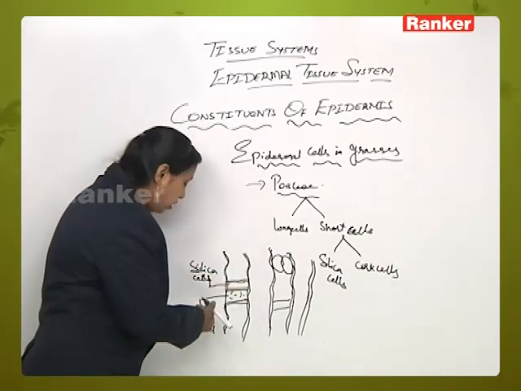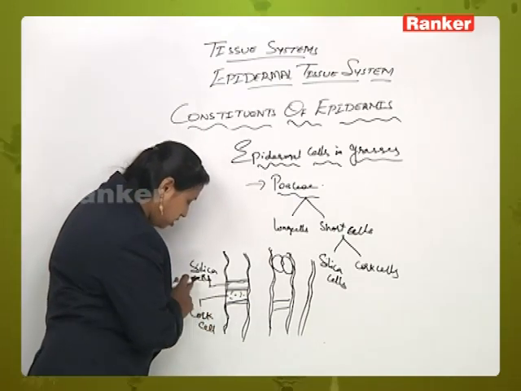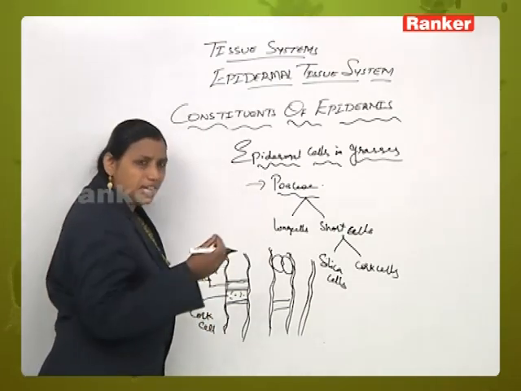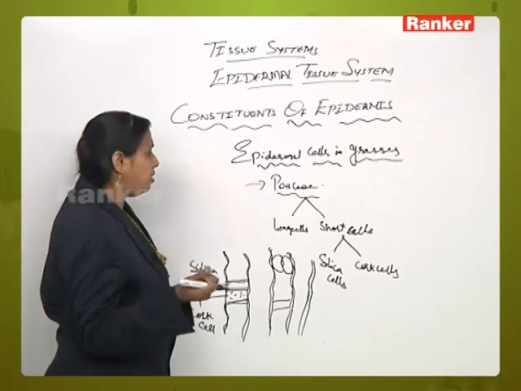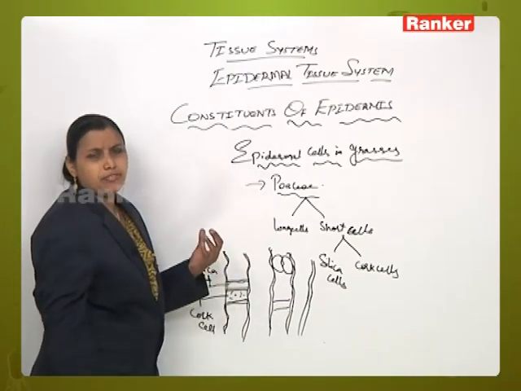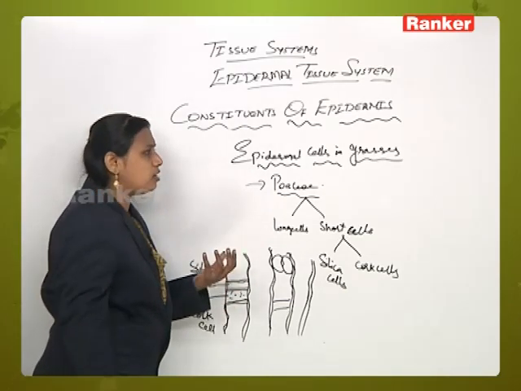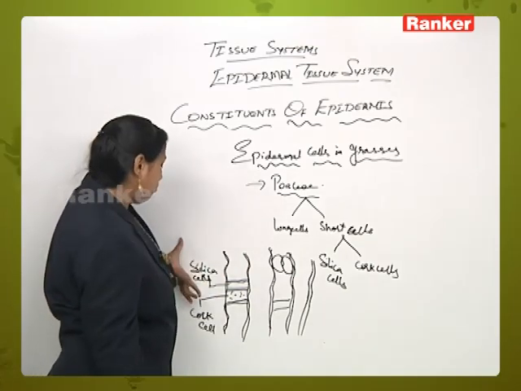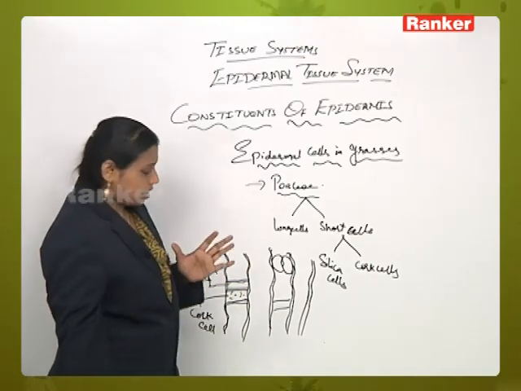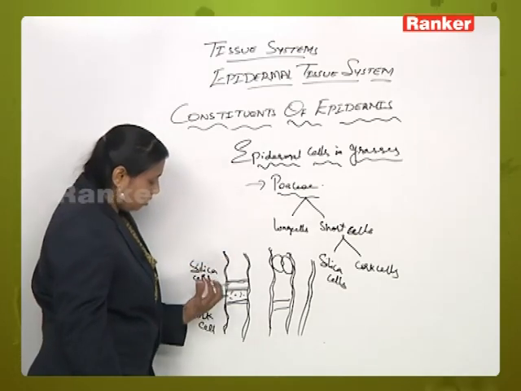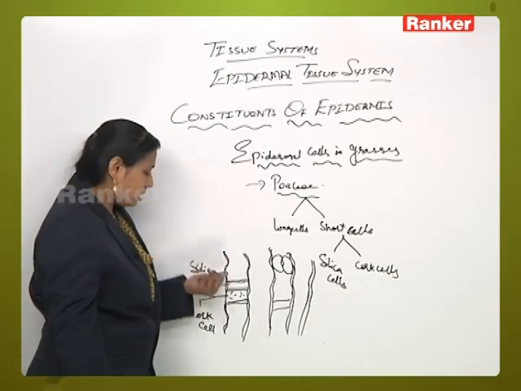Now, what is the use? Because of the presence of silica cells, the leaf shows a rough texture. The surface of the leaf becomes rough because of the presence of certain structures called silica cells.